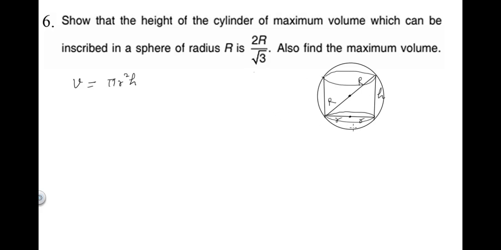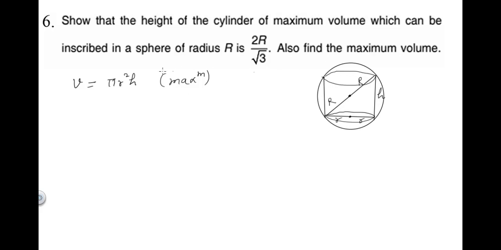So this is a rough diagram where a sphere is there and the cylinder is inscribed in it. Height of the cylinder is represented by h. Capital R shows the radius of the sphere and small r shows the radius of the cylinder. Now volume is pi r square h, which we have to show as maximum. That means the second order derivative should come as negative, that means less than 0.